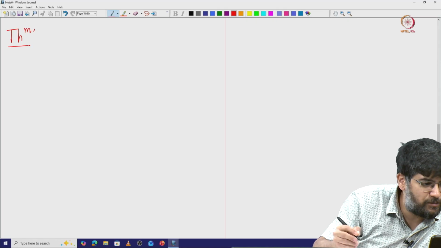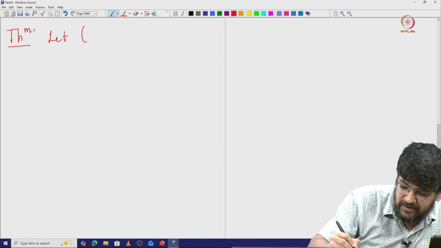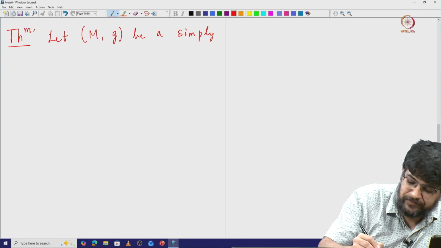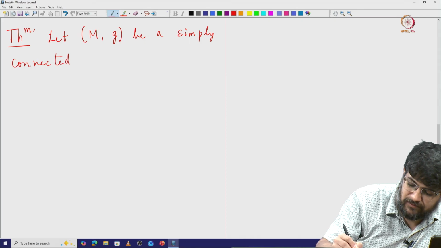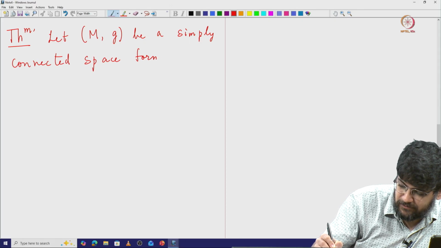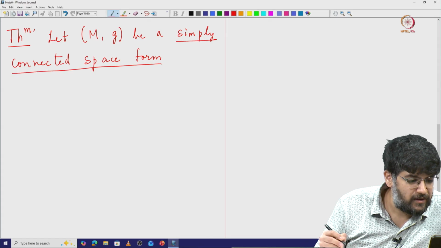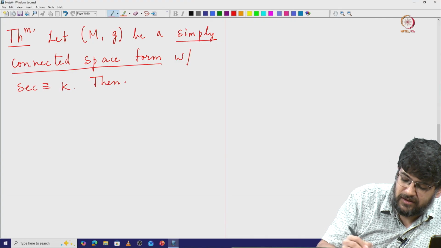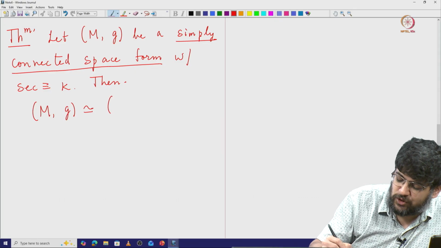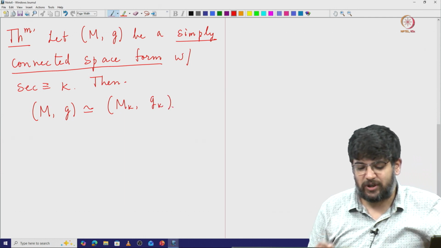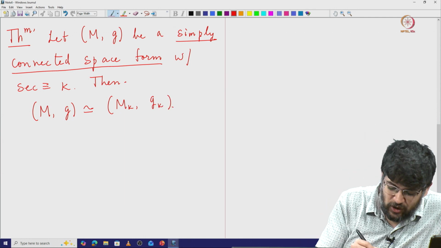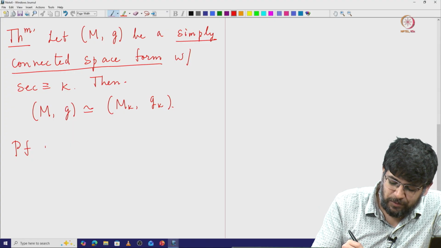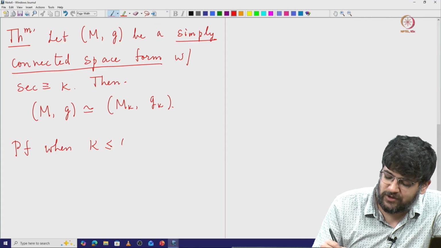So let me remind you of the statement. Let Mg be a simply connected space form with sectional curvature identically kappa. Then the claim is that Mg is isometric to M kappa G kappa, the corresponding model space. We have already done enough to quickly give a proof in the non-positive case. So let me quickly give you a proof when kappa is non-positive.